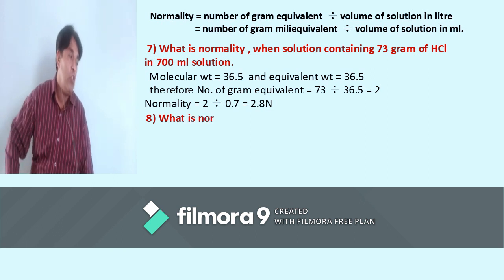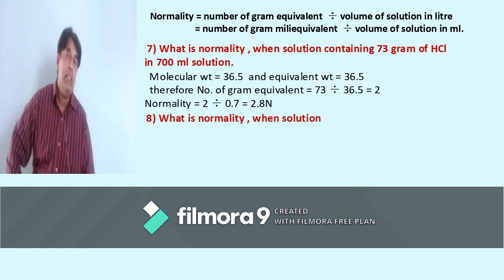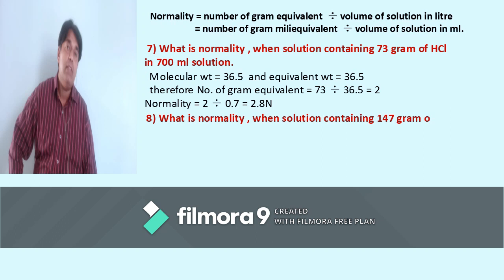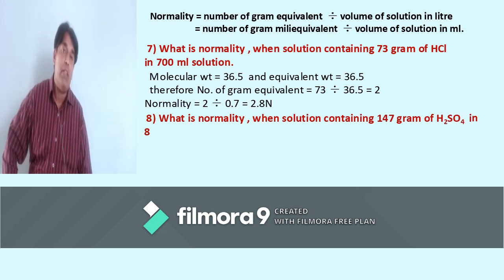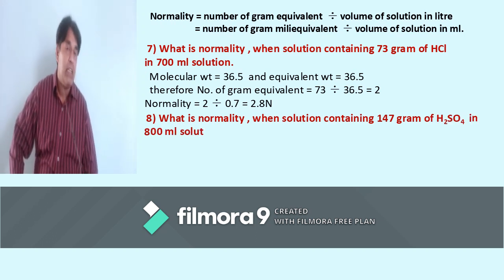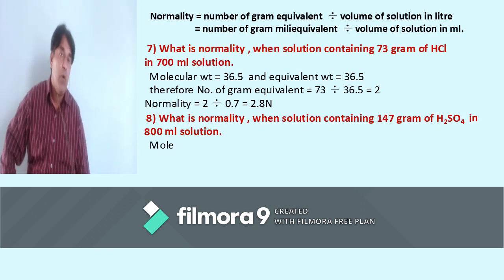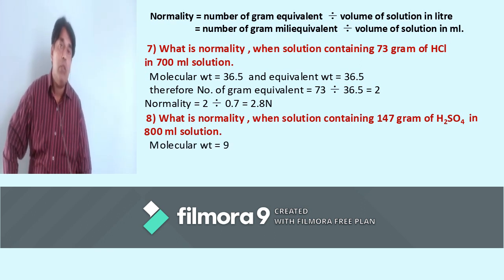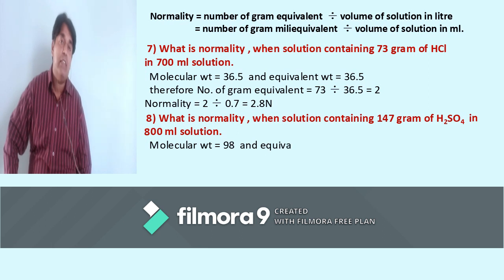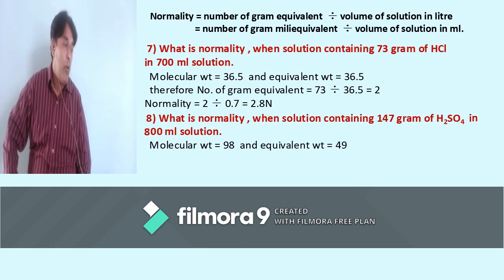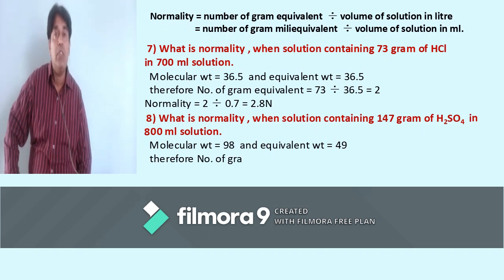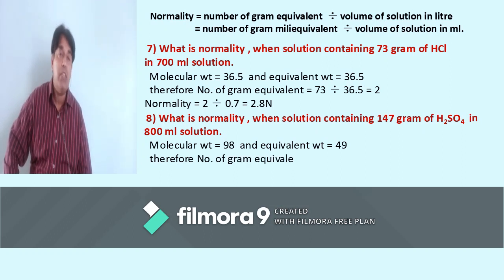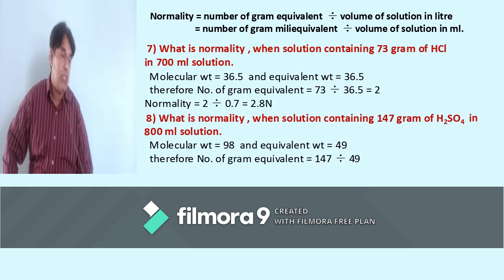Then next, what is the normality when a solution contains 147 grams of H2SO4 in 800 ml of solution? Similarly, first we determine the number of gram equivalents of the solution, that is equal to 3. Therefore normality equals the number of gram equivalents, 3, upon the total volume of the solution in liters, that is 0.8. Therefore 3 upon 0.8 gives 3.7 N. 3.7 N means the solution has normality 3.7. Therefore it is also called a 3.7 normal solution.